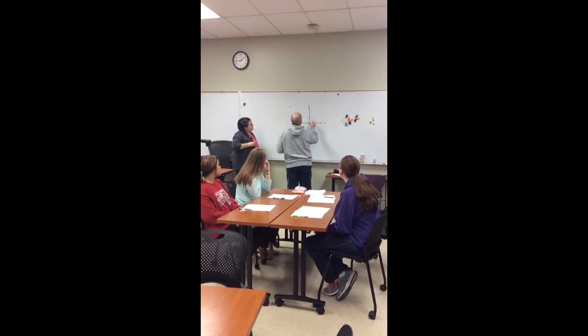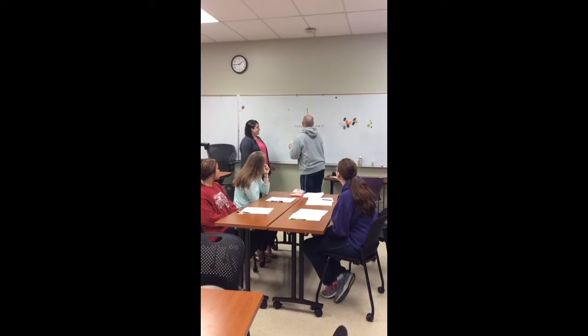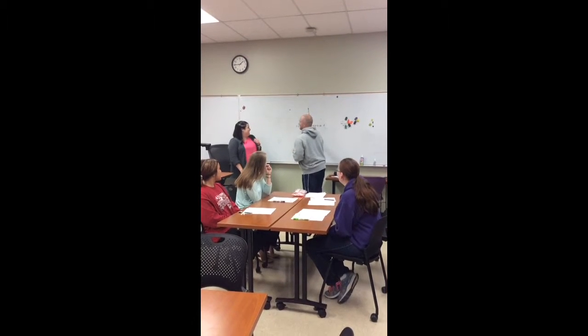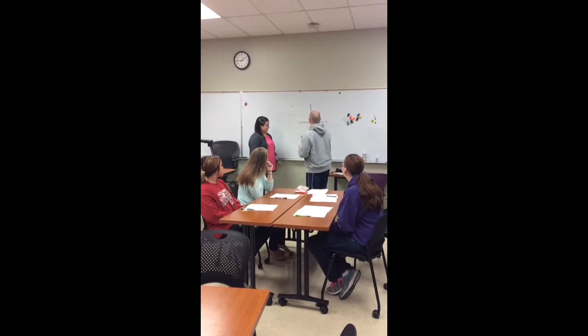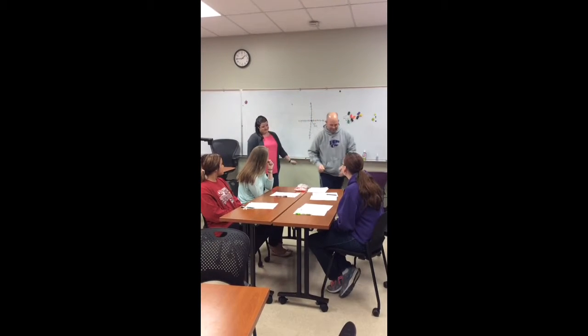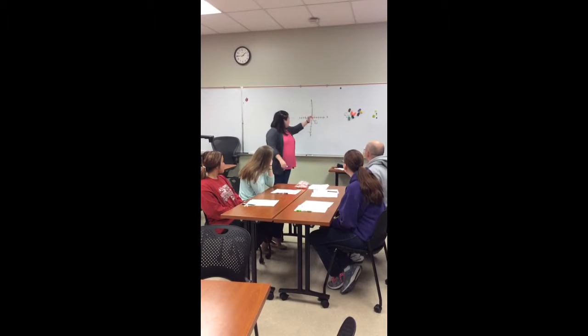2, 1. Perfect. And how did you find that? Going over 2, up 1. Yeah, perfect. Over 2, up 1. Awesome. Thank you. So 2, 1 would be in quadrant 1.